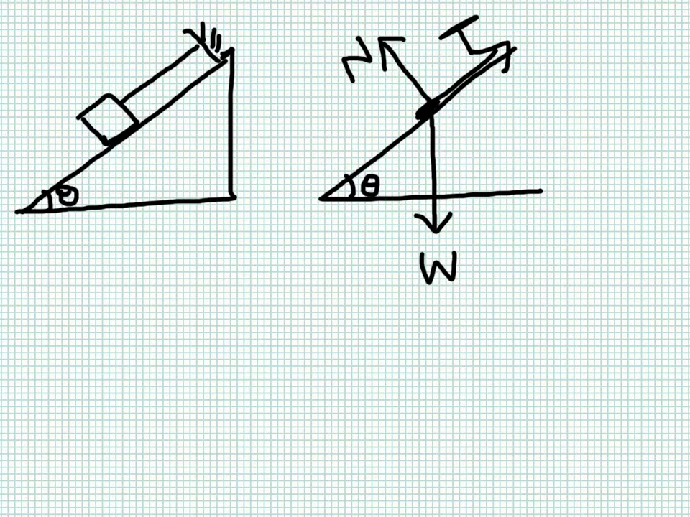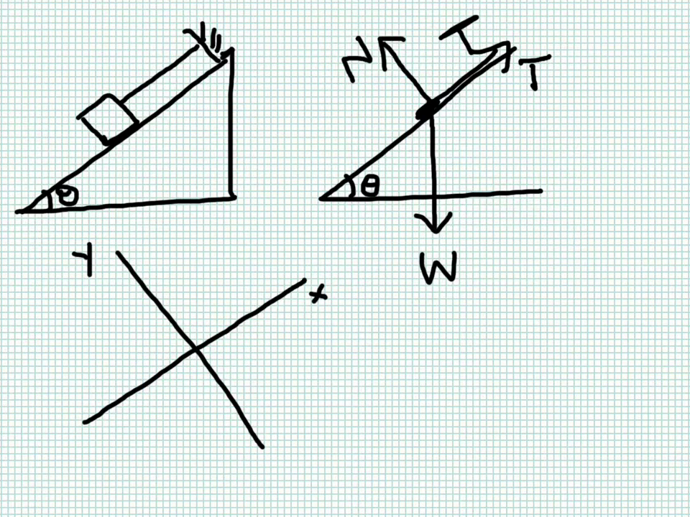So as a result, I guess you can't really see the T there. I'll draw it again here. So the block is at rest as a result of these three forces, right? Since the forces are at angles, we need to break them up into components.